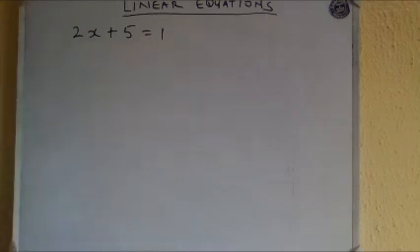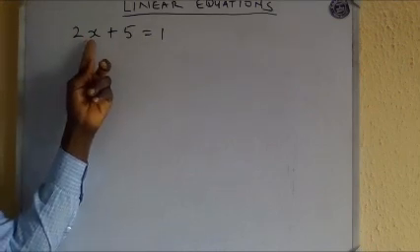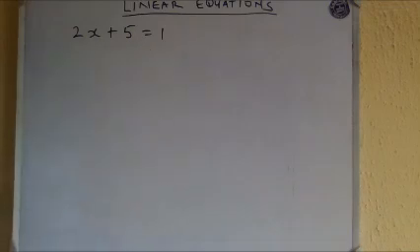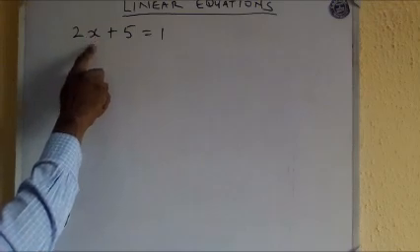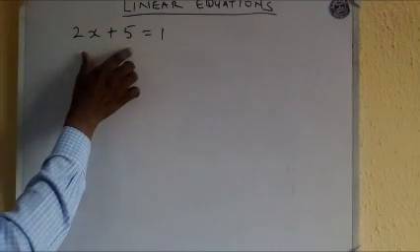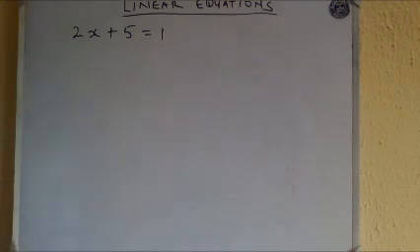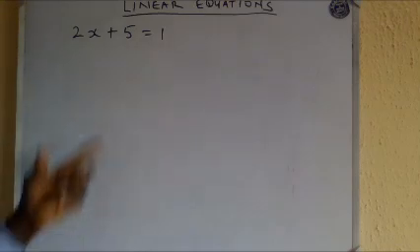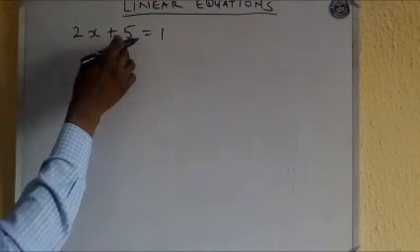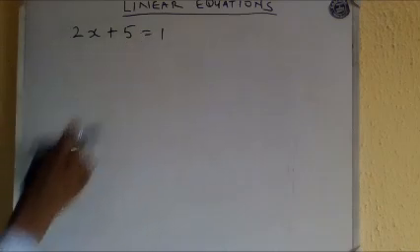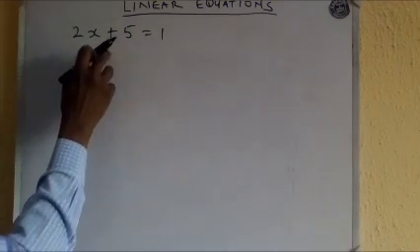Now, our goal for linear equations is to determine the value of the variable that makes this equation true. That is, I will look for the number that this variable can be that will make this side equal to this side. So we can start by solving. For instance, we have: solve 2x plus 5 is equal to 1. We should get the value of x.